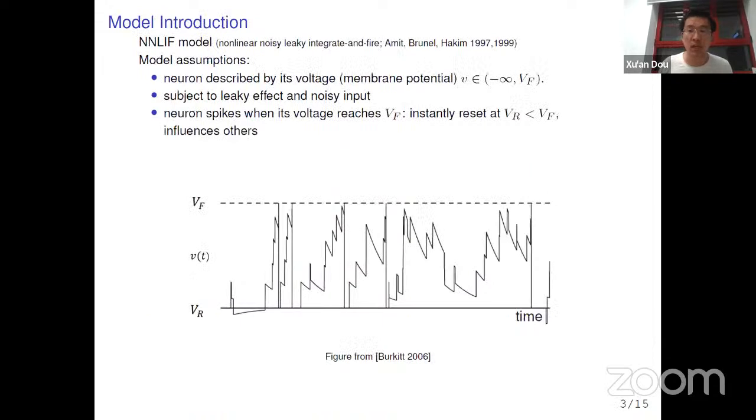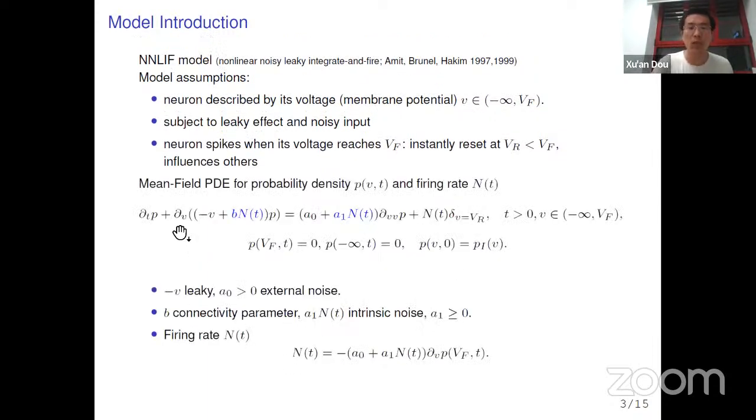Precisely, we consider the NLF model in which each neuron is described by its voltage or membrane potential. The evolution of the voltage is subject to the leaky effect and a noisy external input. When the voltage reaches a threshold VF, the neuron spikes, and the voltage is instantly reset to a lower value VR, and the spike will influence other neurons. Here is a typical trajectory of the voltage of a neuron. And in the mean field limit, we can derive the following nonlinear PDE for the probability density P and the firing rate N.